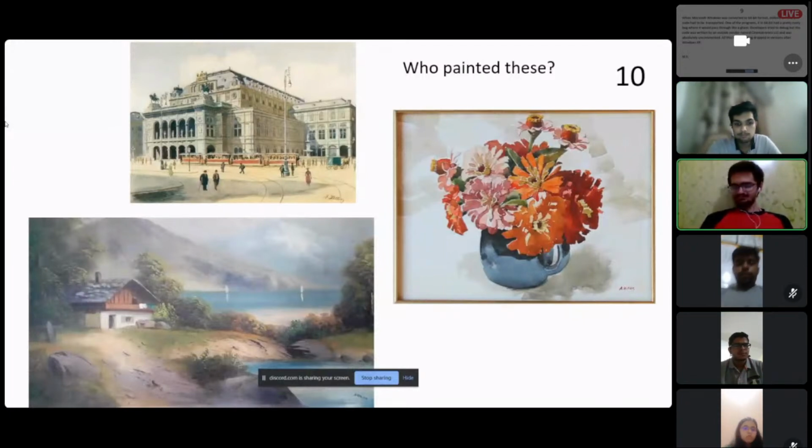P5. Sorry, P7. It's direct to P7. Yes, I'm going for pass. Okay. Participant 5. Picasso. Incorrect. Participant 3.